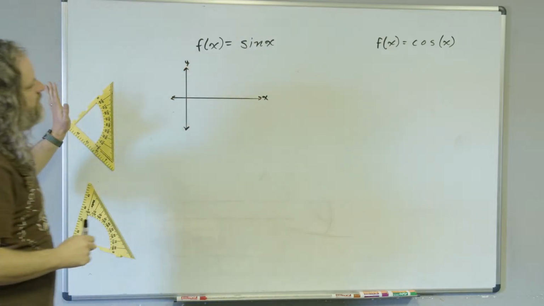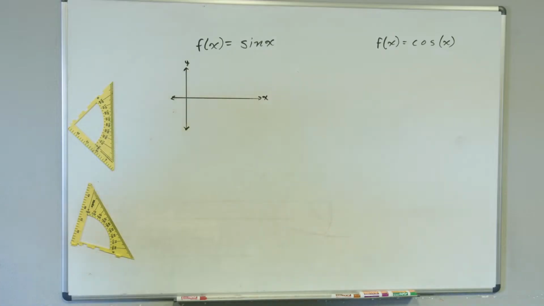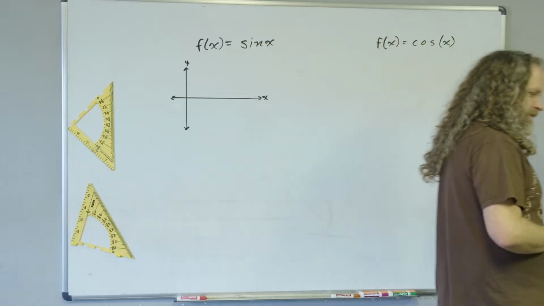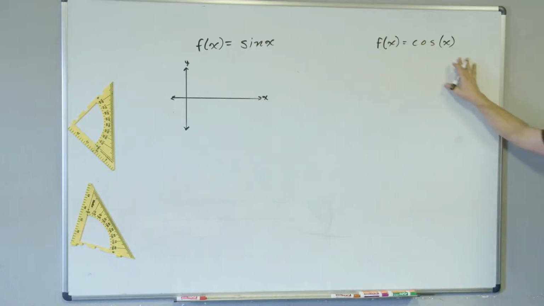Like when we learned other functions, we're gonna start by learning the parent function for a sine function, and this is the parent for a cosine function.